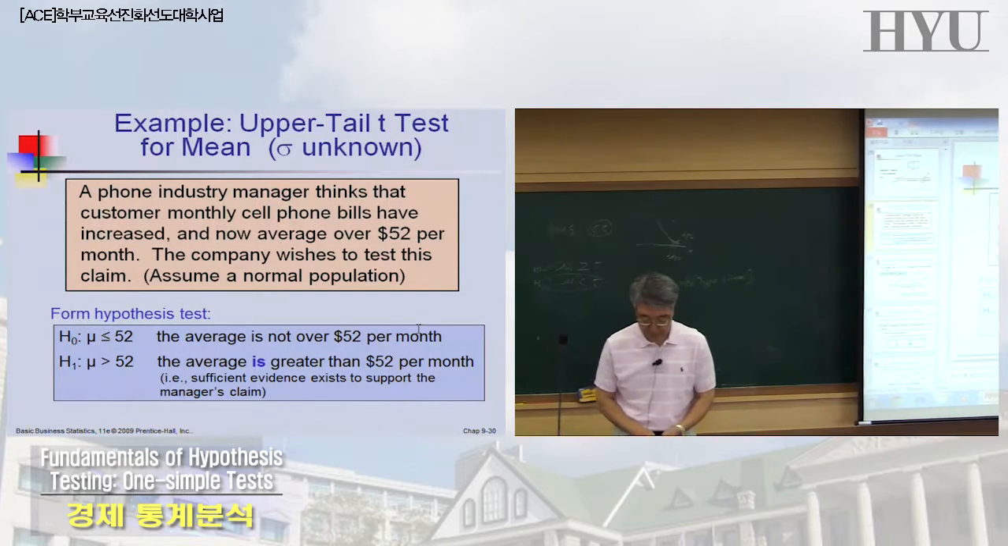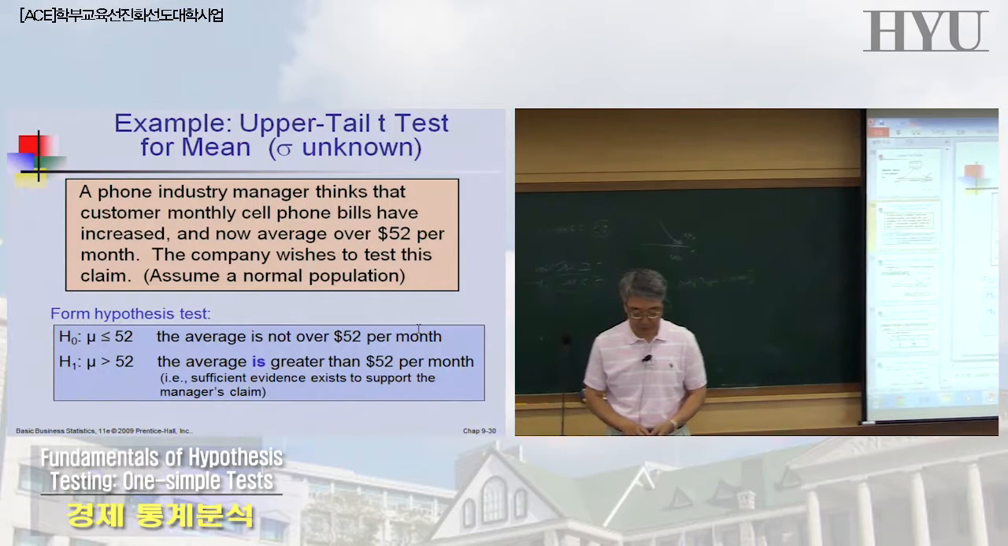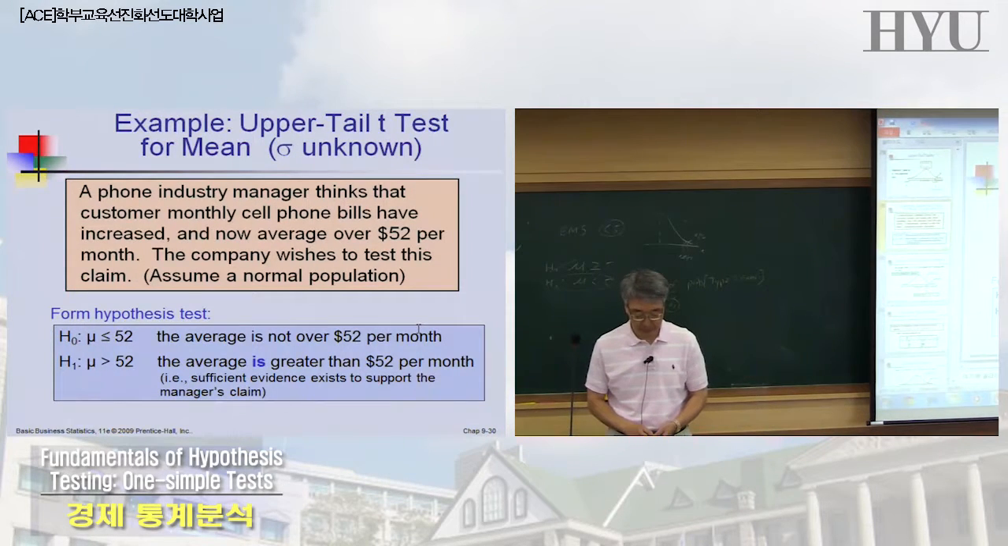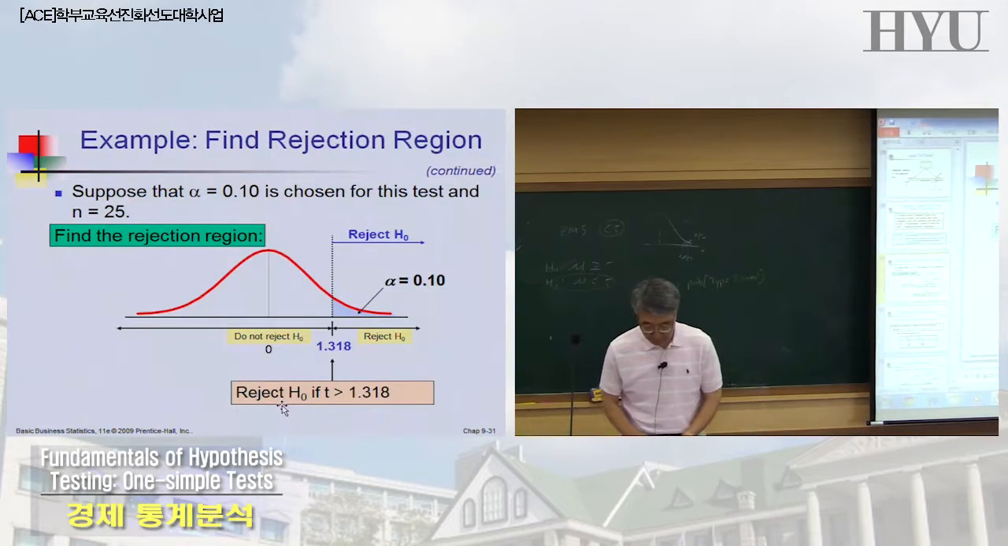So here's an example. A phone industry manager thinks that the customer monthly cell phone bills have increased and now average over $52 per month. So you want to test this claim, right? Well, somebody claims it's greater than 52, right? So you have to test that claim against the null hypothesis, okay? All right. So in this case, we want to find out whether there is sufficient evidence to support the manager's claim, right?